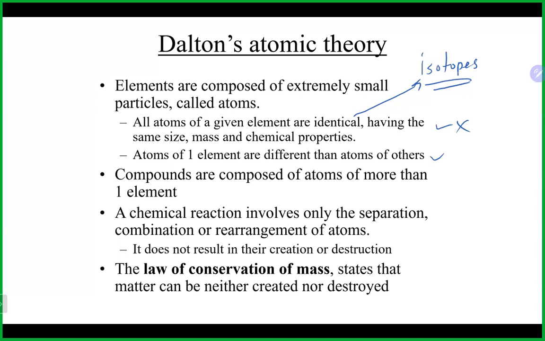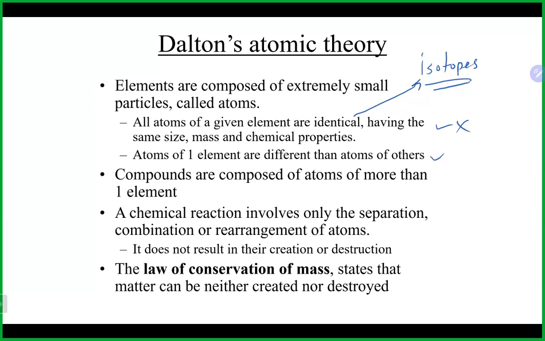Compounds are composed of atoms of more than one element, as we've been talking about. And in a chemical reaction, really the only thing that occurs is breaking of bonds and making of bonds, like we talked about in chapter 10 when we were talking about energy. It does not result in any creation or destruction of anything. And that's the law of conservation of mass.